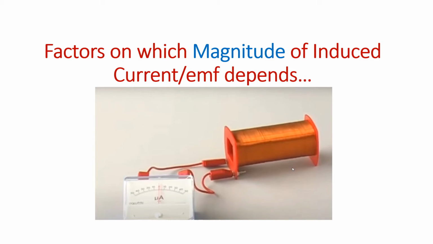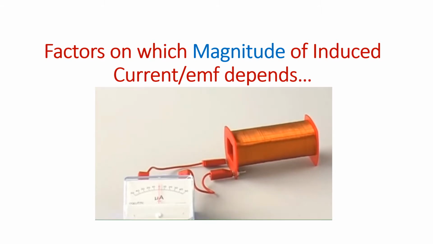If a battery or a source is connected to a conductor, electric current is produced in the conductor. But if a magnet is moved near a conductor or vice versa, then the electric current thus produced in the conductor is known as induced current, as it is induced by a magnet.